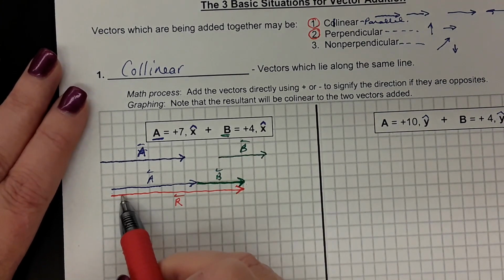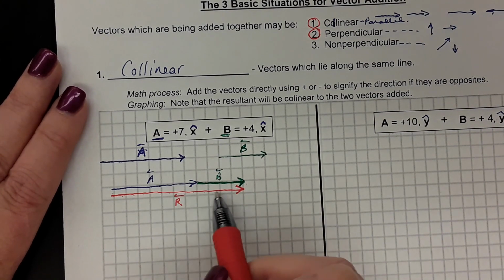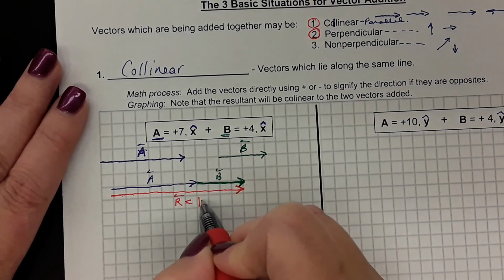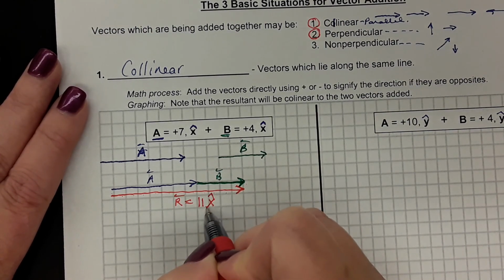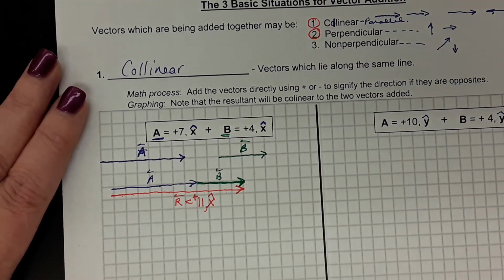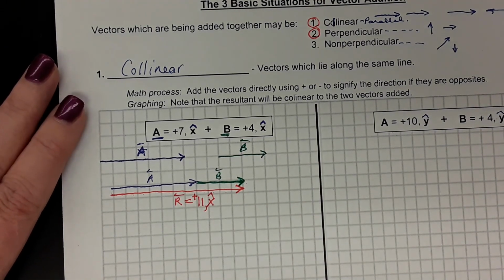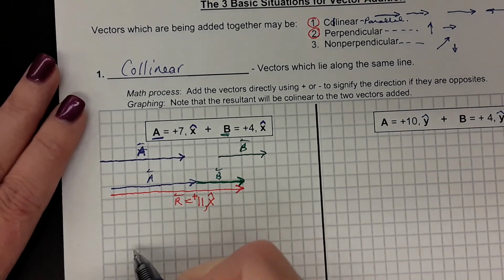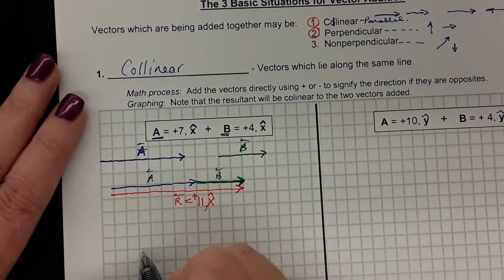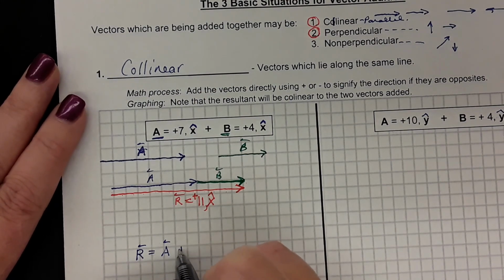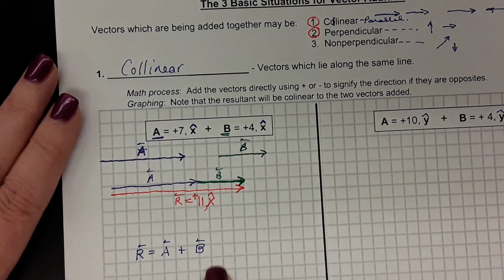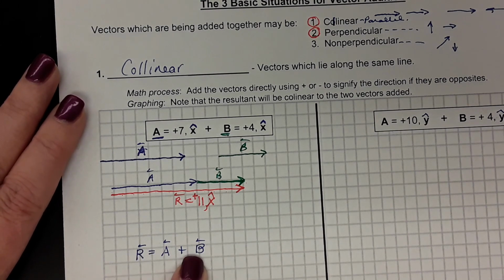And as you can see, it's 1, 2, 3, 4, 5, 6, 7, 8, 9, 10, 11 squares in the positive x direction. Okay? Now, how would we show that mathematically? Oh, that's not too difficult. We would say R equals the vector sum of A and B. That's how we write vector sum. No matter what directions they point, we always write this as a vector sum. Even though the math might be a little different, we still write it like this.